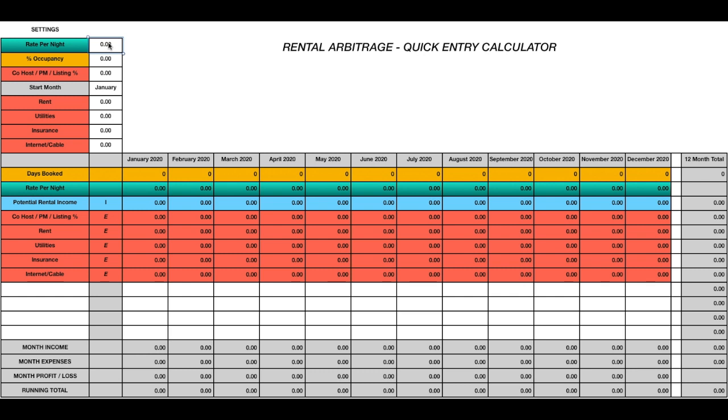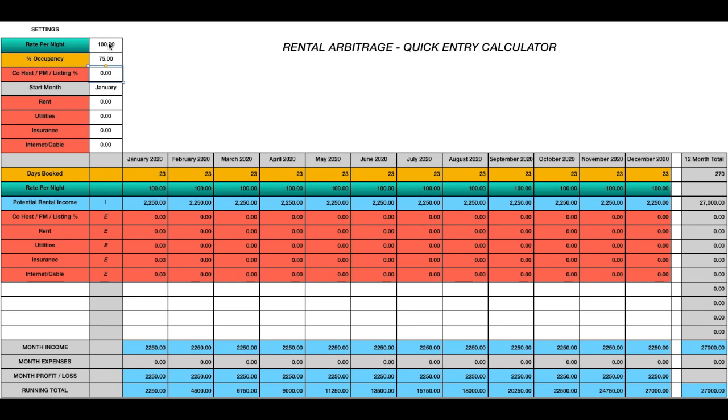So for the property I'm looking at, which is a 2-bed condo, I'm estimating that I can get $100 a night rent. So we'll put in $100 for the rate per night. Based on my research, I believe I can get a 75% occupancy rate. So this is my target. 75.